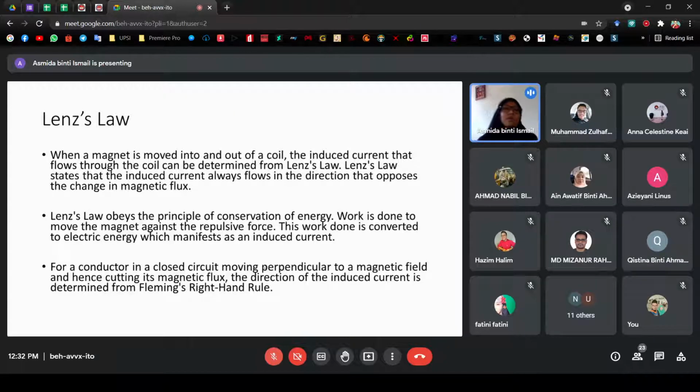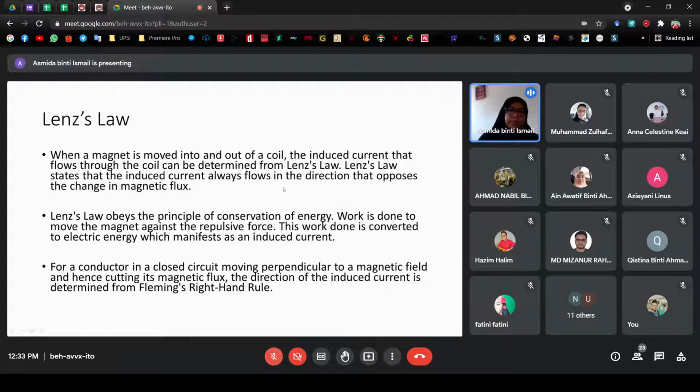And Lenz's law: when the magnet is moved into and out of the coil, the induced current that flows through the coil can be determined from Lenz's law. Lenz's law states that the induced current always flows in the direction that opposes the change in the magnetic flux. Jadi dia nyatakan current flows in the direction that opposes the change of the magnetic flux. Yang ni dia more to the current.